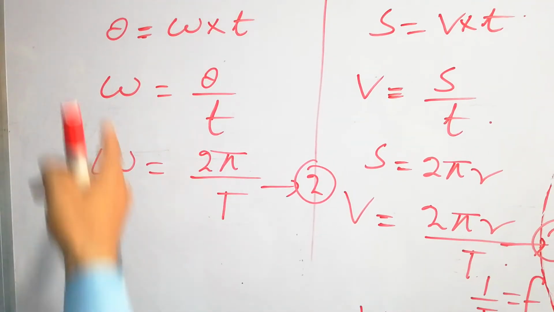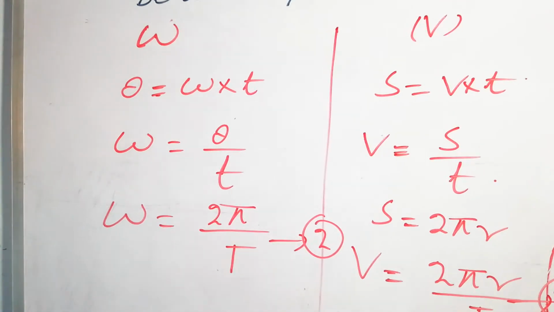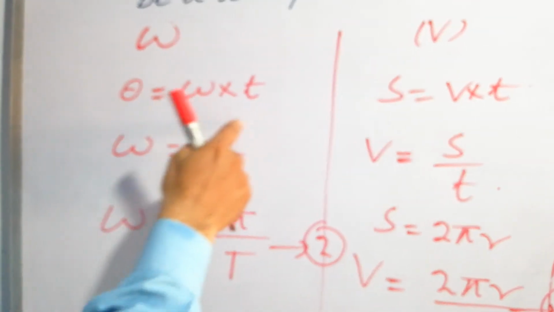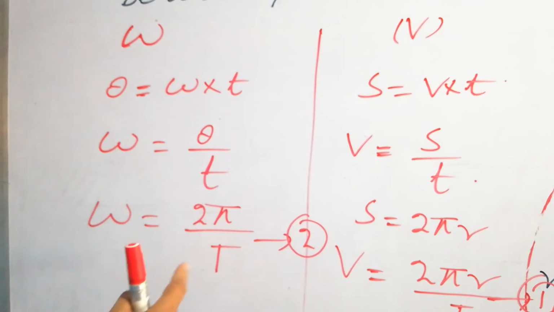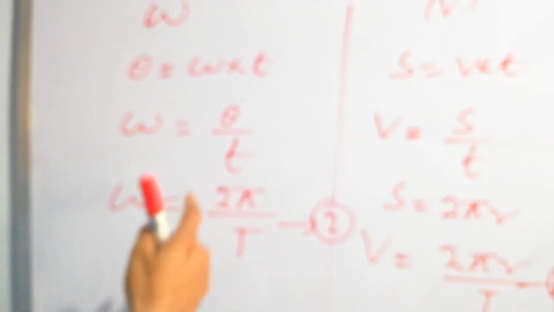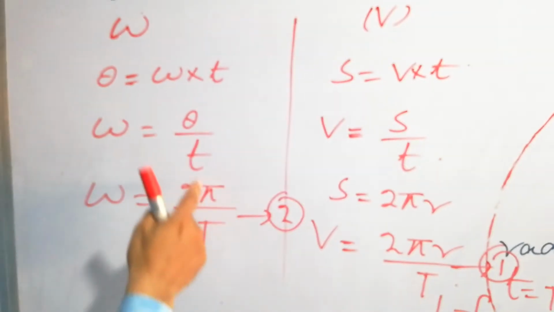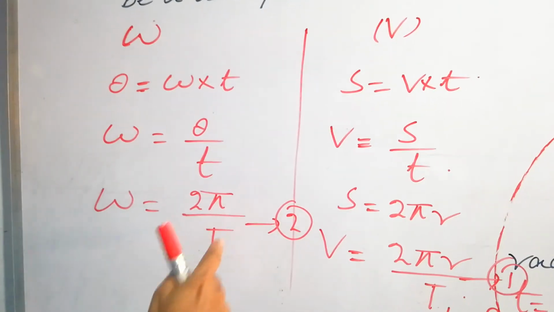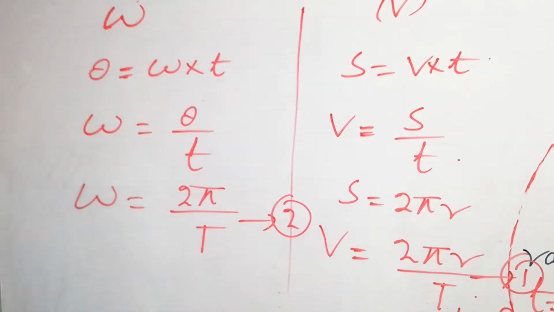Look again here, we are discussing the angular velocity. Theta is equal to omega t, omega is equal to theta by t. Theta is 2 pi radian, in one circle the angle swept is 2 pi radian, divided by this t which is replaced by capital T. Capital T is the time period. So omega is 2 pi over T.